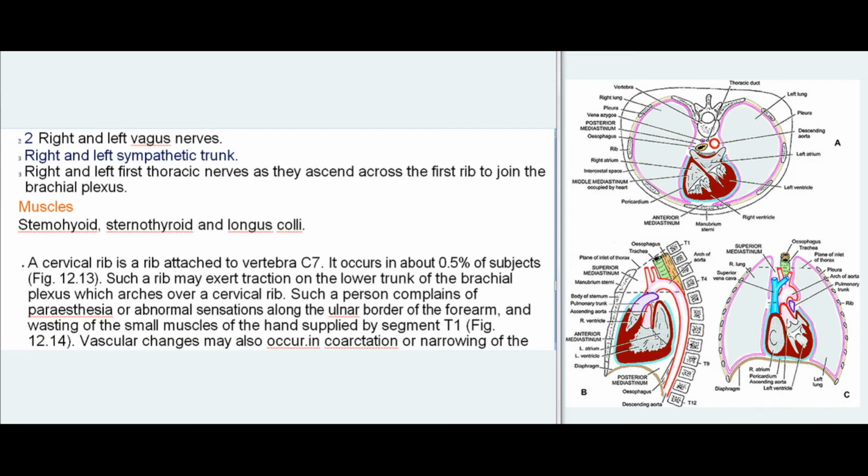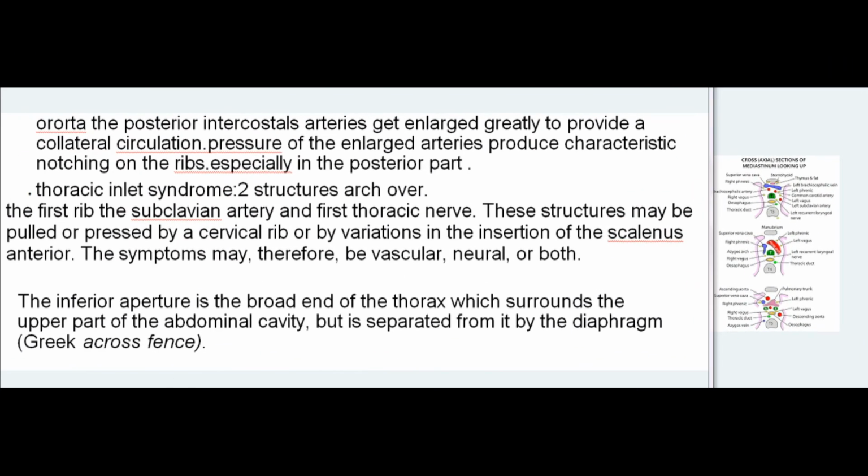Vascular changes may also occur. In coarctation or narrowing of the aorta, the posterior intercostal arteries get enlarged greatly to provide a collateral circulation. Pressure of the enlarged arteries produces characteristic notching on the ribs, especially in the posterior part.